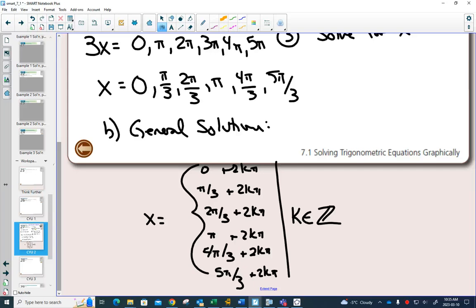So we'll do another multi-revolution one together. If you're out of room, you can add it to page 577.